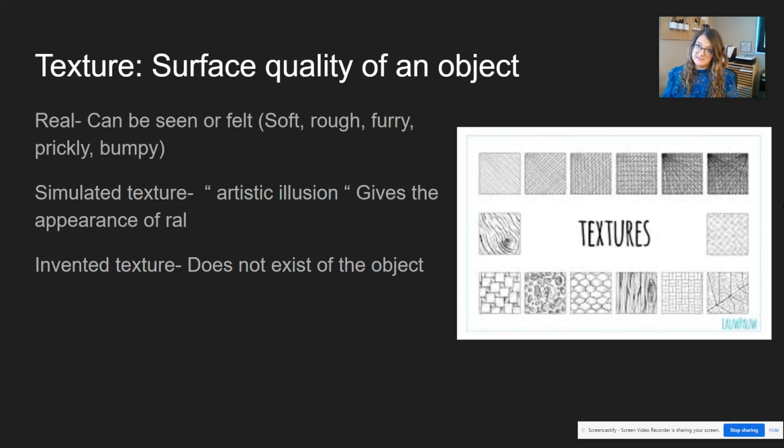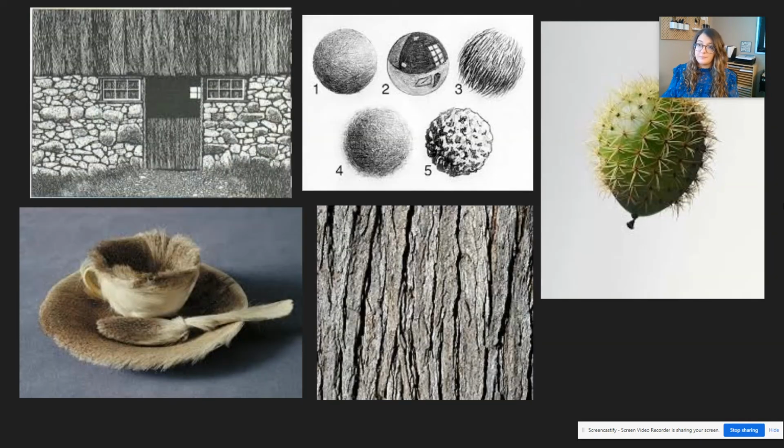You also have invented texture. Invented texture does not exist on the object. So an example of this could be a balloon that has cactus pricks on it, okay? So this is not real, but it's invented. You also have some examples like this down here. So this is a furry plate and cup. So in real life, you would not have fur on there, but it was invented. Here are some other examples of texture.